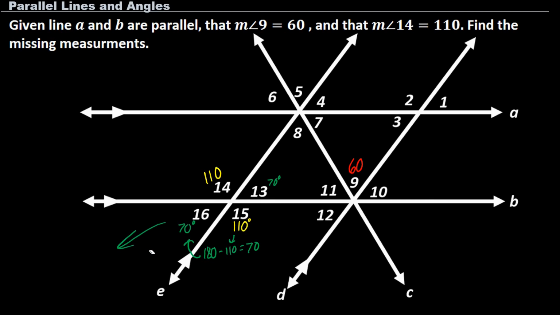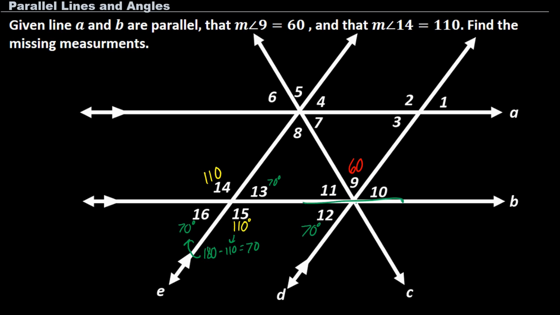They're facing out to the left. So they're basically the same angle, just in different spots. That means it's corresponding. So because it's corresponding, angle 12 is going to have that same measurement as angle 16, so that means it is also 70 degrees.